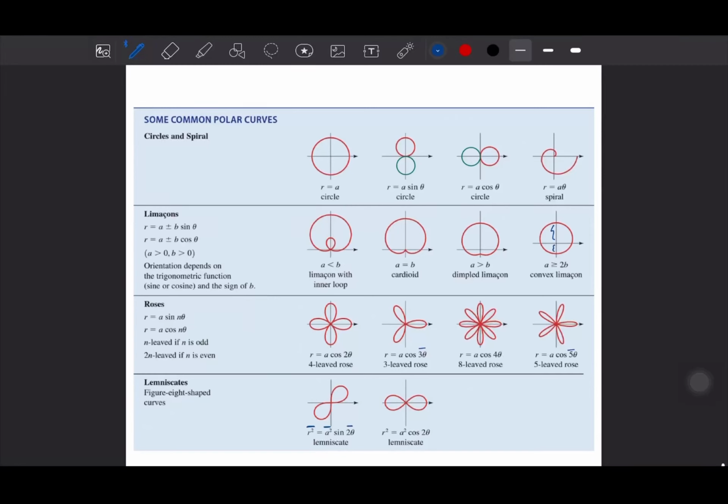All right. So last time, the content that I uploaded last week is about the polar and the vectors, right?